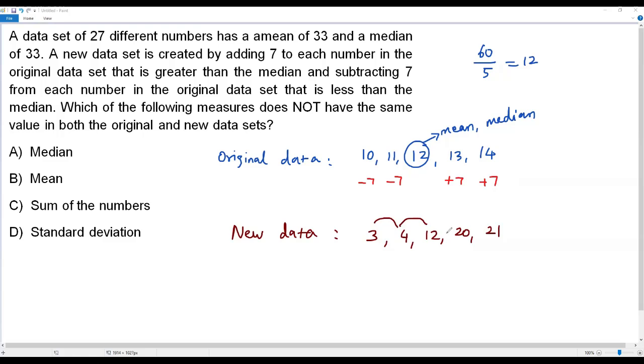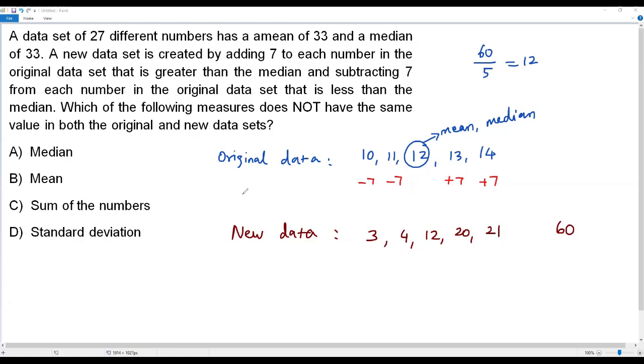7 plus 12 is 19, 19 plus 20 is 39, 39 plus 21 is 60. Still, the sum of the values in the new data set is 60. Already we know that in the original data, the sum of the numbers is 60. So even after the two changes, subtracting 7 from each of these two numbers and adding 7 to each of these two numbers, the sum of the numbers in the new data set is still 60.